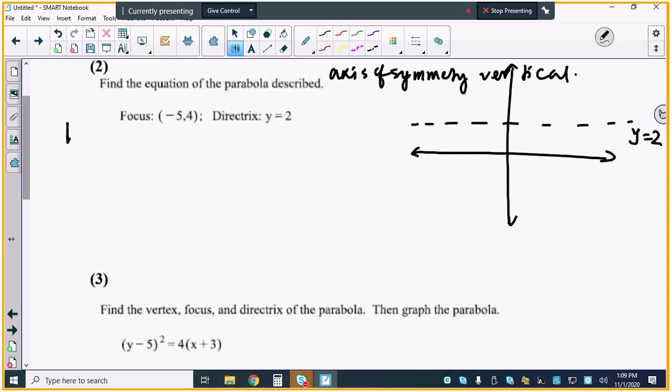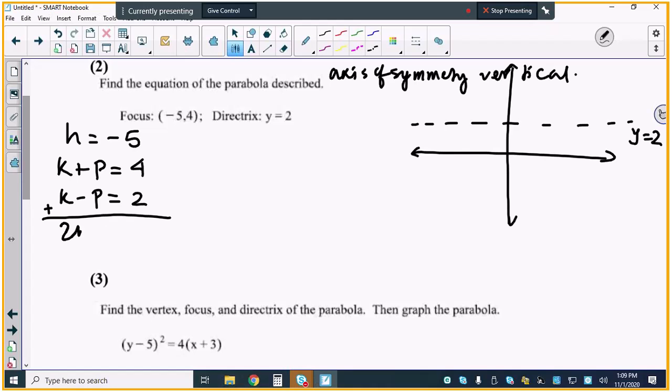And in these situations, for focus and directrix, we only change the y coordinate. So we know that h is known to us, -5. And then we can say k plus p, which is the focus, is 4. K minus p, which is the directrix, is 2. As usual, add them, you get 2k equal to 6, so k is equal to 3. That means 3 plus p is equal to 4, so p is equal to 1. P equal to 1 is positive. So the parabola must open up with the vertex of -5, 3.